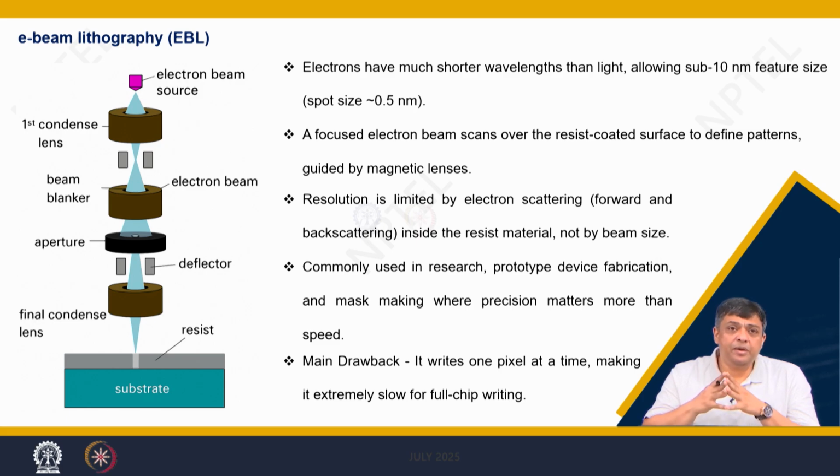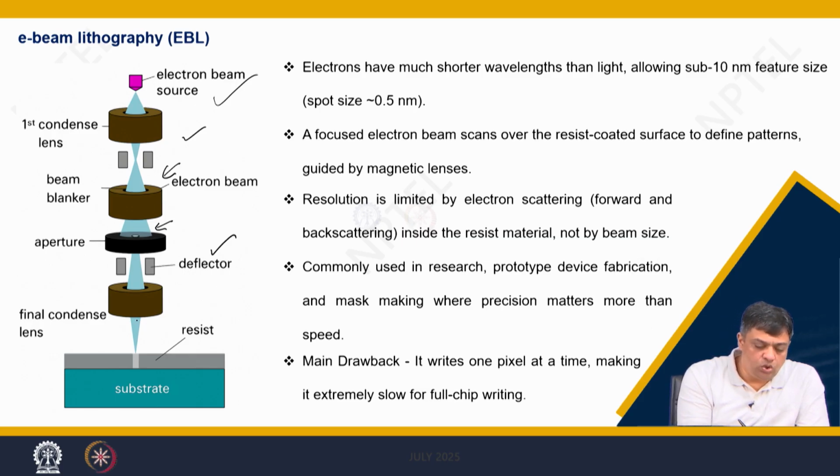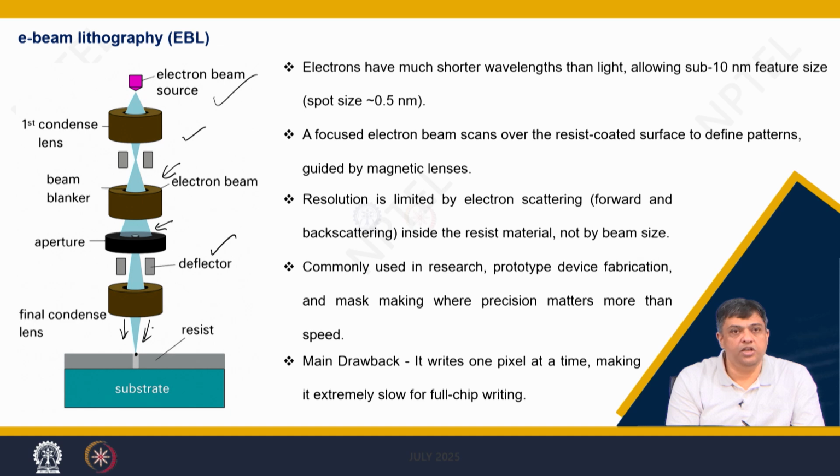Then comes the e-beam lithography. So, these are much shorter wavelengths than light. So, you have the source of e-beam, then you have the condenser lens, then you have the electron beam, which is now reaching the beam blanker, then you allow it to fall on the aperture. When the beam comes out of the aperture, you have the deflector, and then by this you can focus the beam. So, you can clearly see the beam is being focused on a very narrow region.